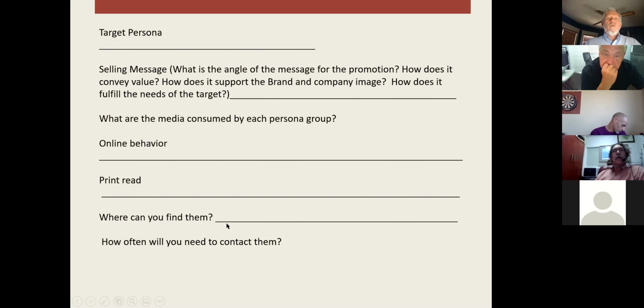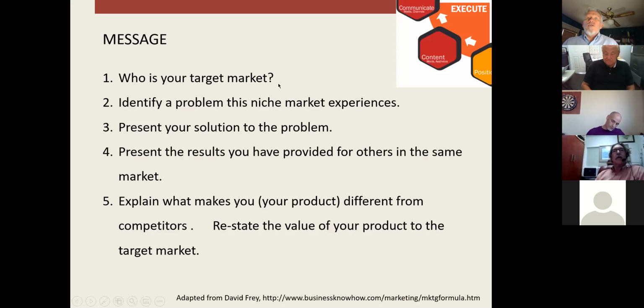So it's a good idea to try and say, these are the 3 or 4 personas of the people who actually buy our goods. So who's your target market? You want to identify the problem that niche has, and present your solution to the problem. We're getting a little bit into selling here. Present the results you have provided for others in the same market. And then sometimes a third-party referral is also good to do at the same time.